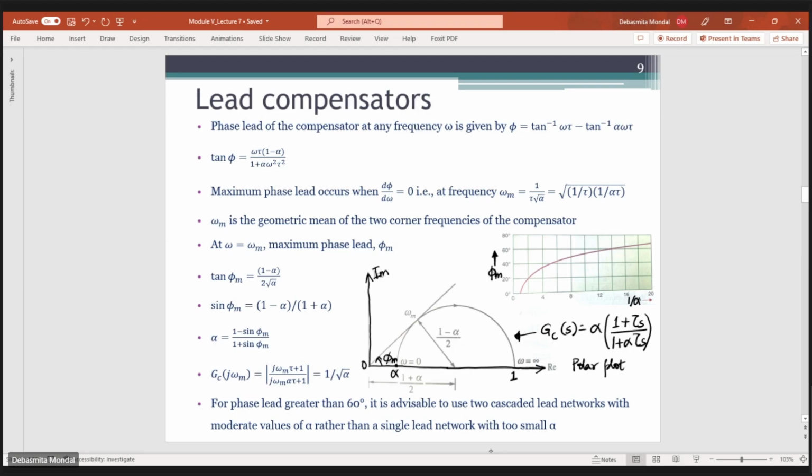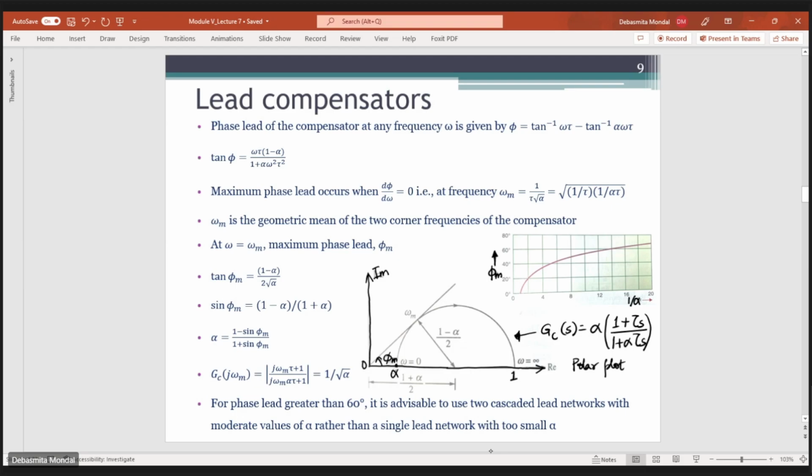Now let's talk about the lag compensator. It also has one pole and one zero, but in this case the pole is located closer to the j omega axis, closer to the origin. In the previous case the zero was located closer to the origin and the pole farther away, but in this case it is just the other way round. In a similar way, you can write the transfer function of this lag compensator.